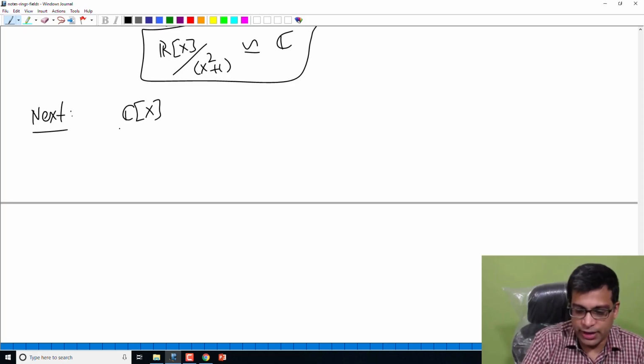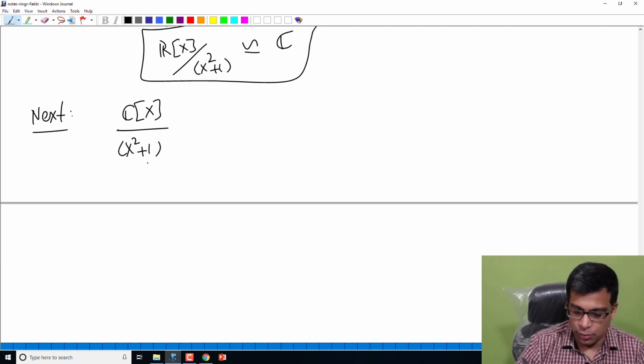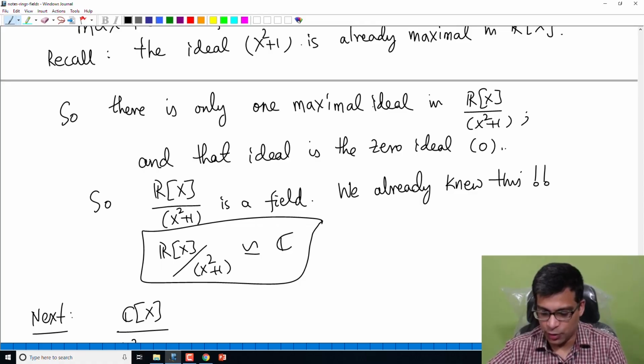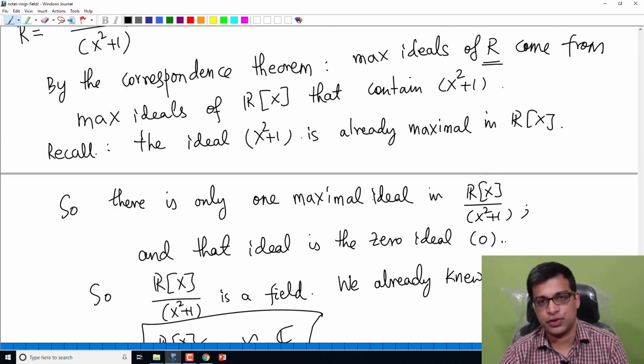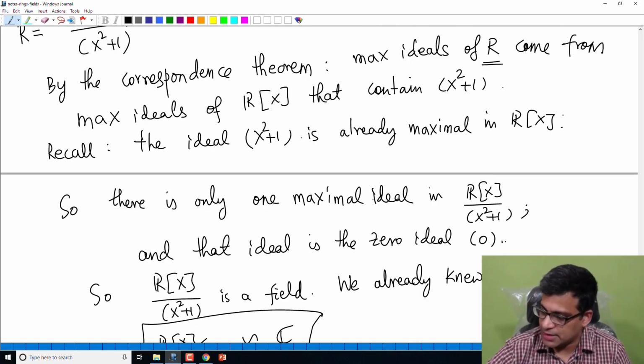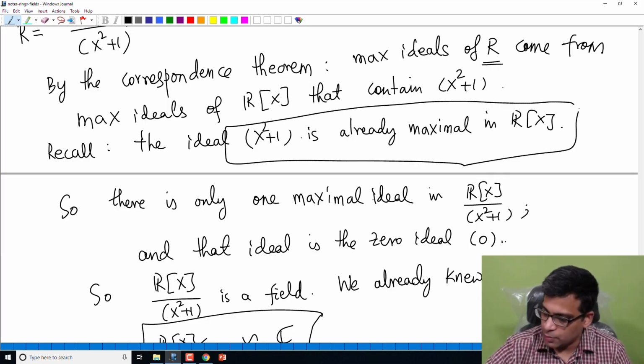Now let's look at C[x] mod x squared plus 1. So just a final comment about the previous problem, R[x] mod x squared plus 1. What we have concluded is that the ideal generated by x squared plus 1 in R[x] is maximal. Remember, this is a fact that I said here. So the ideal of x squared plus 1 is maximal.